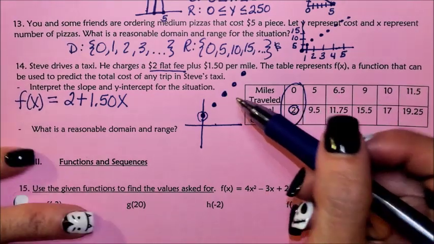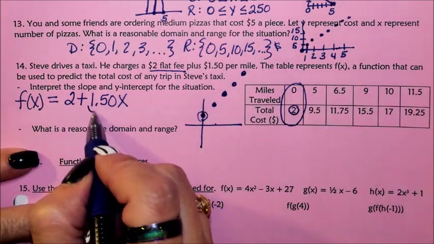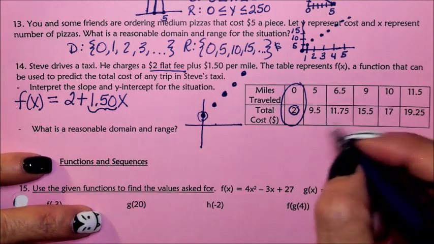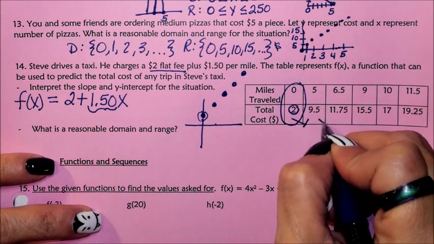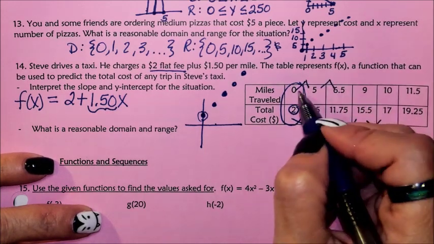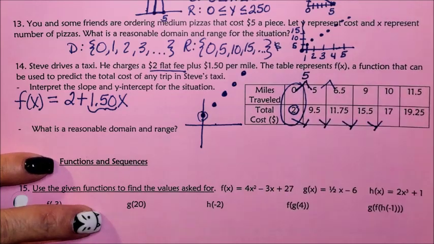So you're going to say that that represents the flat fee. Now, what is the slope? Well, the slope is right here. Now, let's say you didn't recognize that. You're like, oh, I don't know. Well, do the change in y over the change in x. So 0 to 5 is going up by 5.